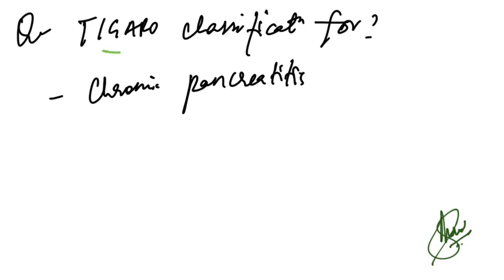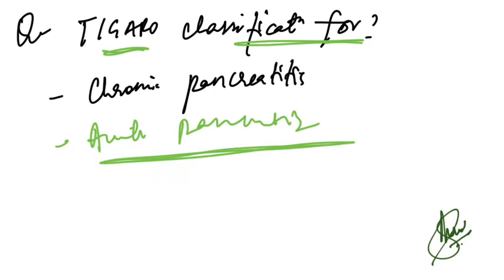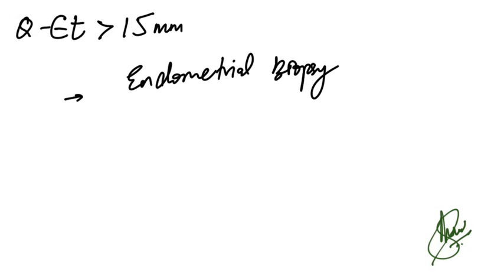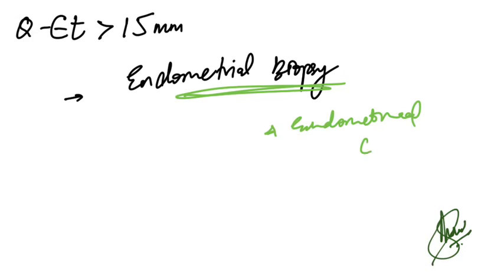Then Tegaro classification is for, options were acute pancreatitis, chronic pancreatitis, both confusing options, but the correct answer is chronic pancreatitis. Then PM2.5 deposits in which level, alveoli or bronchus? This is the smallest one, so they will deposit in the alveoli. Then endometrial thickness more than the cutoff on endometrial biopsy, endometrial cancer will be seen in that.